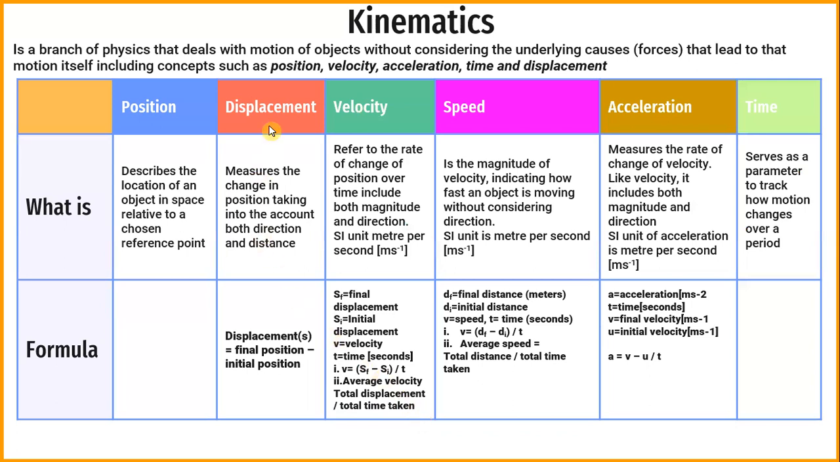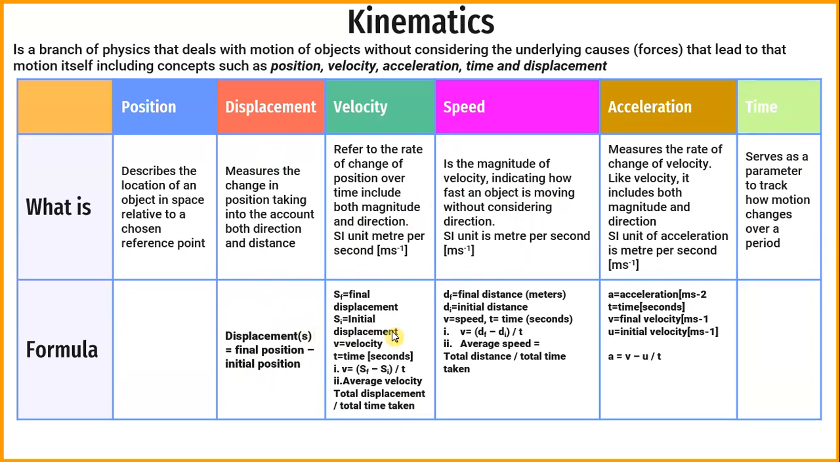Before I go further, let's look into the displacement formula. Displacement will be final position minus initial position. What is speed? Speed is the magnitude of velocity, indicating how fast an object is moving without considering direction. The SI unit is meter per second.